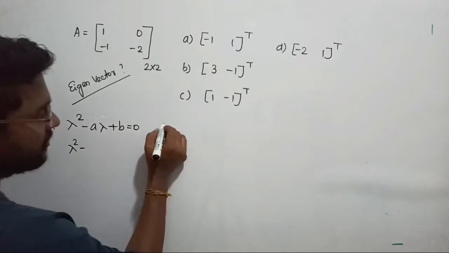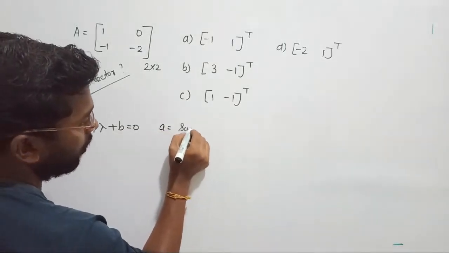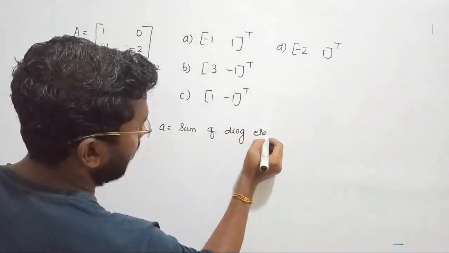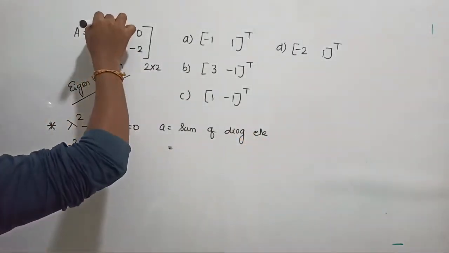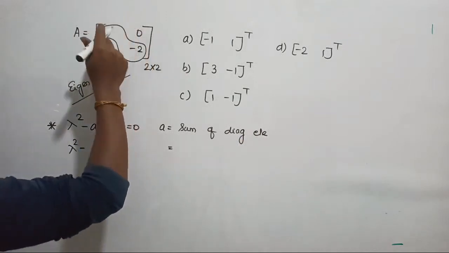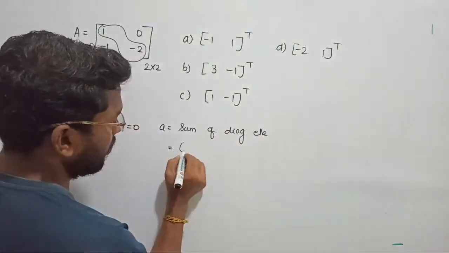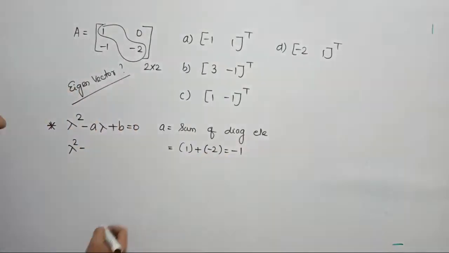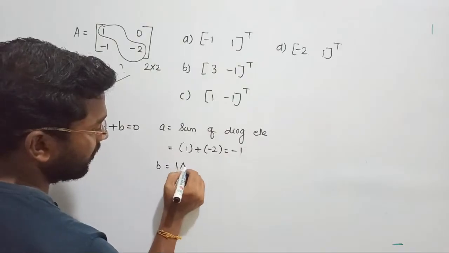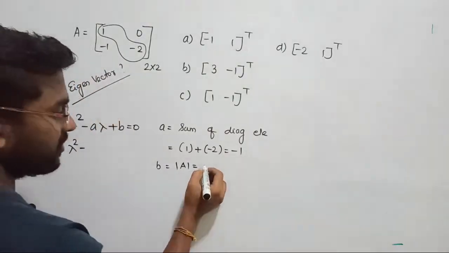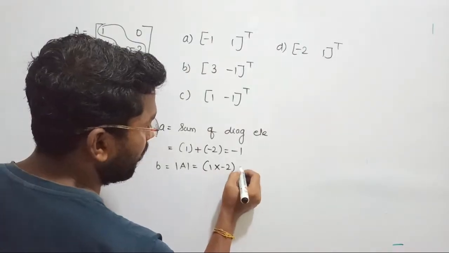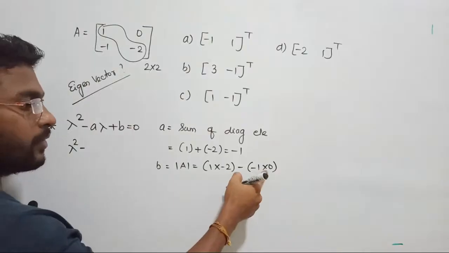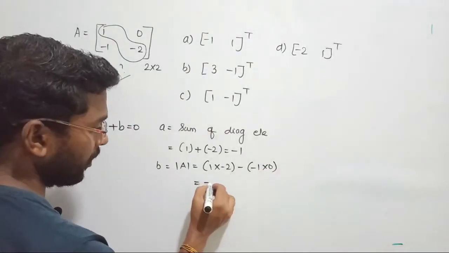Lambda square minus, since a is the sum of diagonal elements, we all know. What do we mean by sum of diagonal elements? It is 1 plus minus 2, so 1 minus 2 will become minus 1. Similarly, when we are looking for b, that is the determinant of the matrix. Determinant means product of diagonal minus product of off diagonal. The off diagonal value is 0, because minus 1 into 0 will become 0, and 1 into minus 2 will become minus 2.